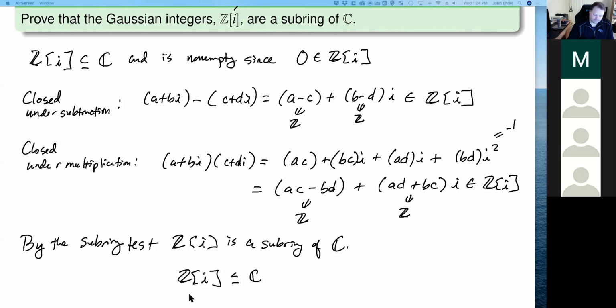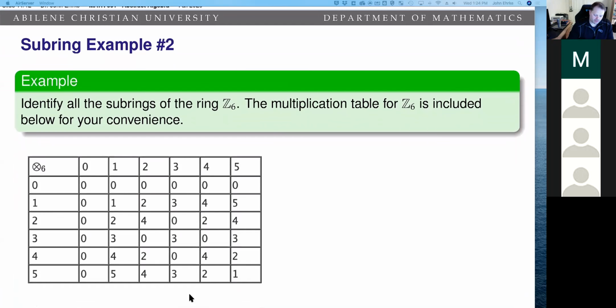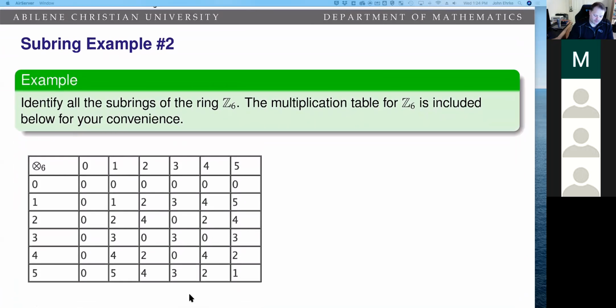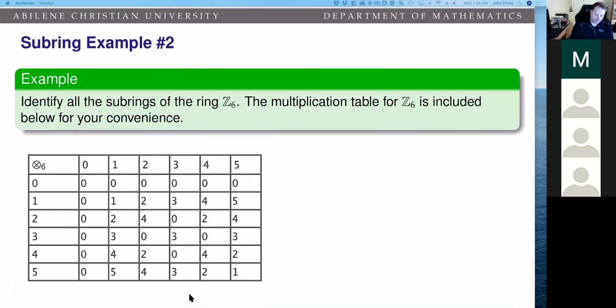Okay, let's look at one more and we'll call it a day. This one's pretty interesting. I want to look at the ring Z6. So this is the set of integers 0, 1, 2, 3, 4, 5, but I have two operations: addition mod 6, and multiplication mod 6.